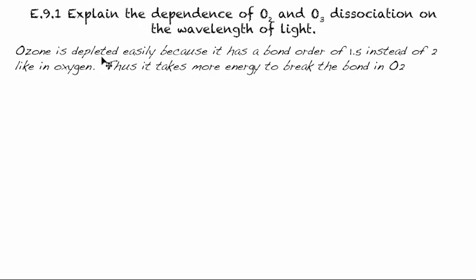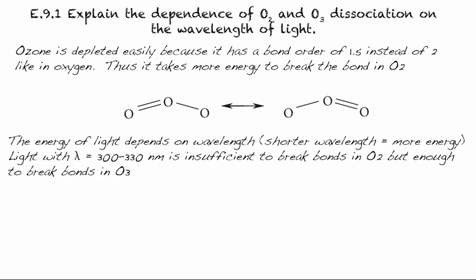So ozone is depleted easily because it has a bond order of 1.5 instead of 2, and that is what was discussed before. And thus it takes more energy to break the bond of oxygen because it has a bond order of 2. Now, the energy of light is dependent on its wavelength. So if you have a shorter wavelength, that means that the light has more energy.